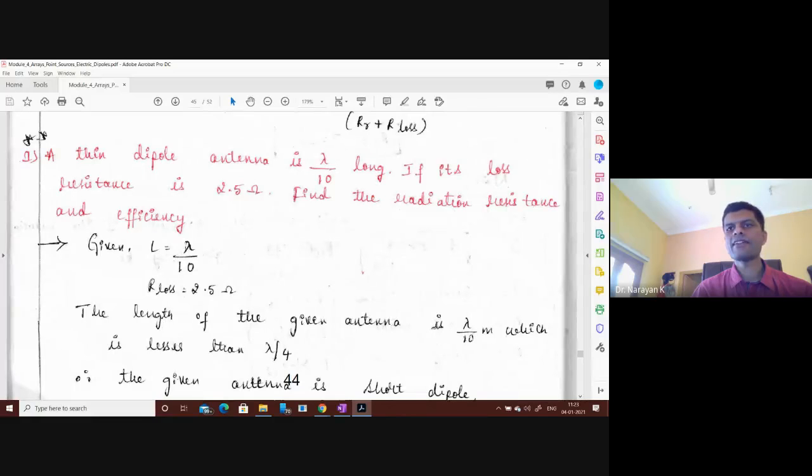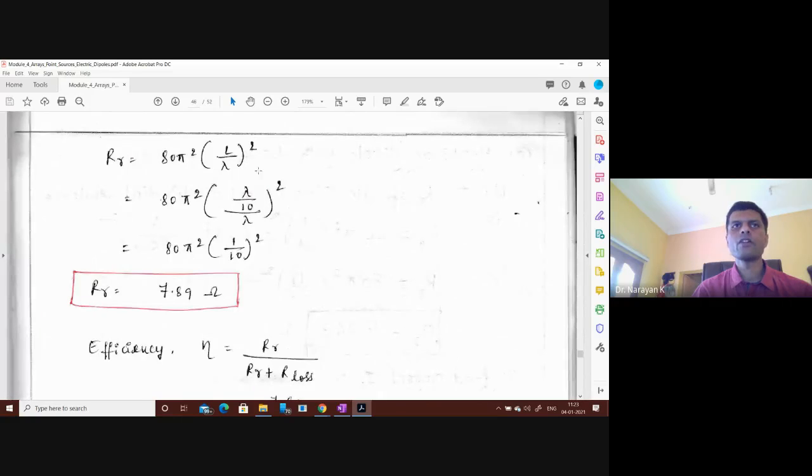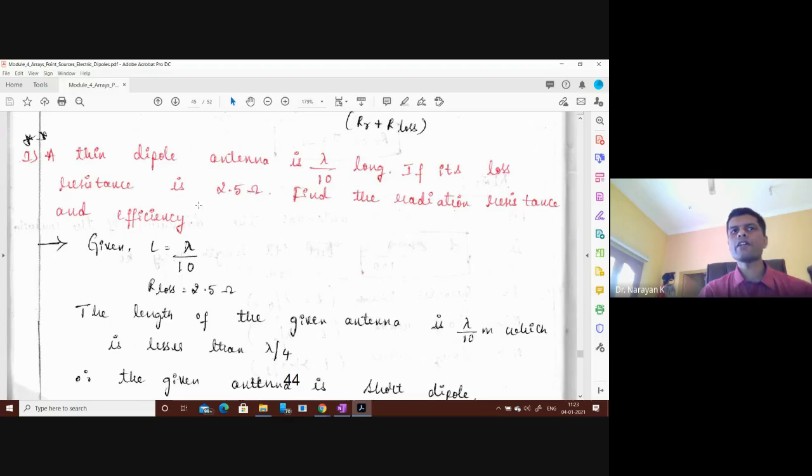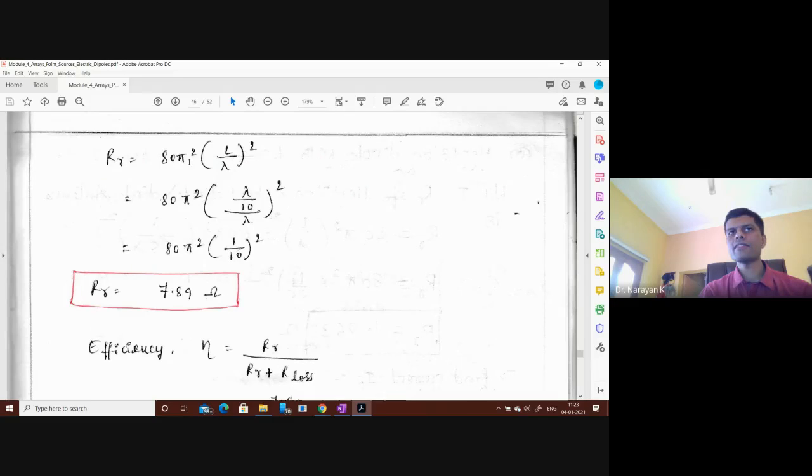Okay, the given antenna length is lesser than lambda by 2. So he has taken this formula, 80 pi square, that is for your short dipole. This is for a thin dipole antenna of lambda by 10 long. So what he has done is 80 pi square L by lambda whole square, just what we have done for your short dipole. There, L you substitute as L by lambda.